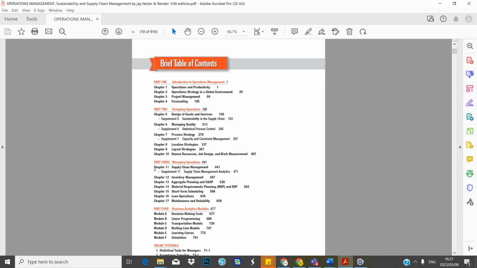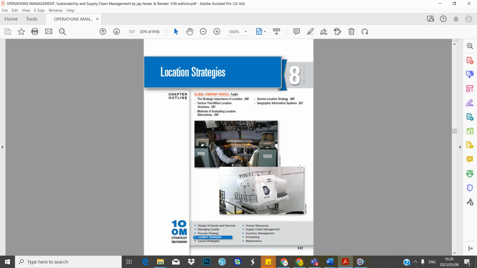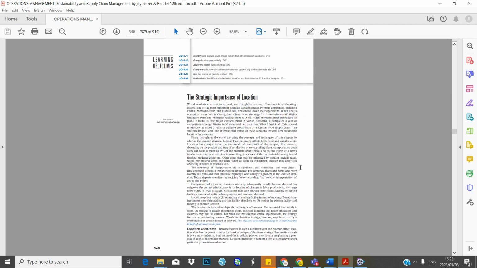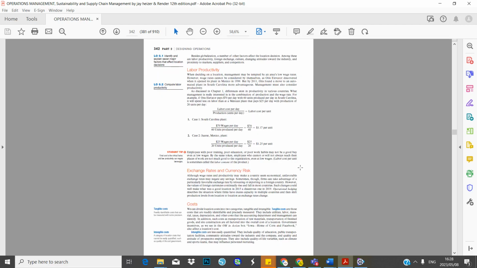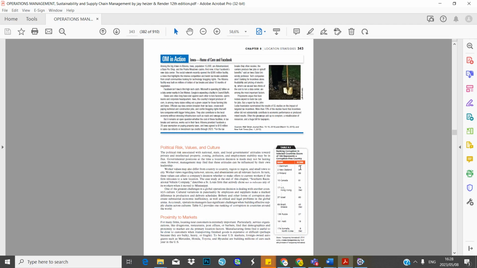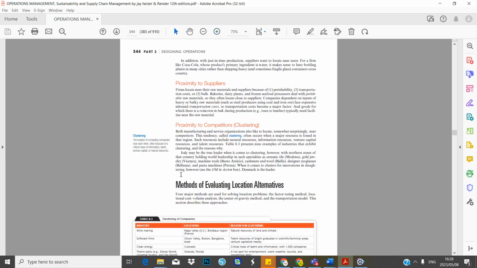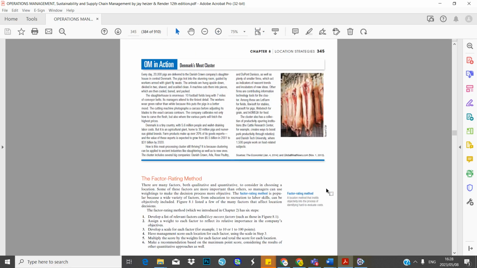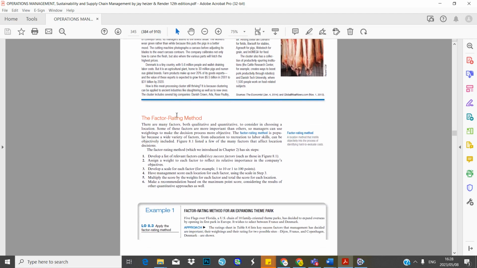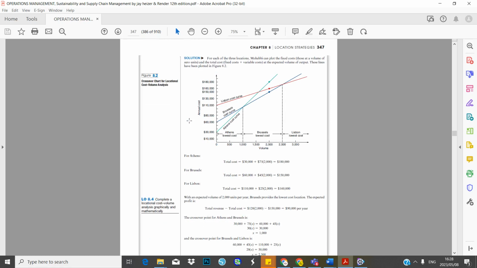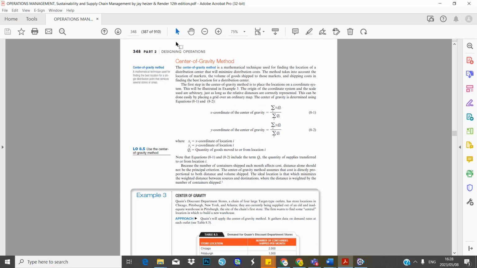Now, in this case, we are on chapter 8, which is location strategy. As you can see, the chapter starts with a case study about FedEx. I won't take you through all of this, but the most important part was the calculation methods. In the textbook, they are referred to as methods of evaluating location alternatives. In this case, there are three of them. The very first one is the factor rating, the second one is the location cost-volume analysis, and the third one is the center of gravity method.